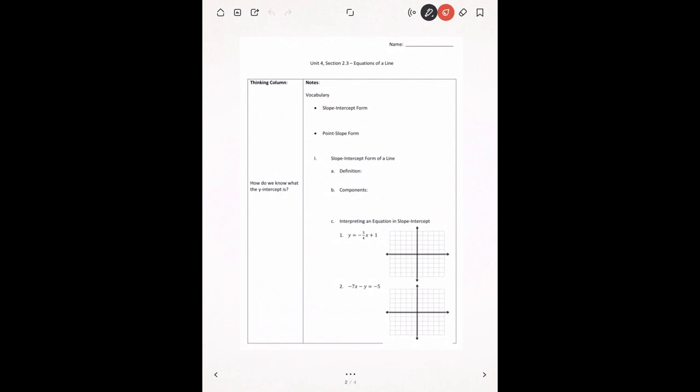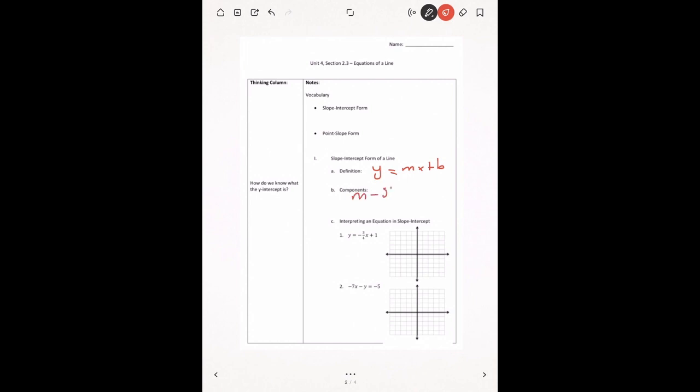Starting off with the notes for 2.3, let's define what slope-intercept form of a line is. Slope-intercept form is something that most people can recall right off the top of their head. It is a formula that describes a linear equation, and it is y equals mx plus b. This is just a way of writing a linear equation. There are several different ways, but this is the most common way because of the different components that we have within this.